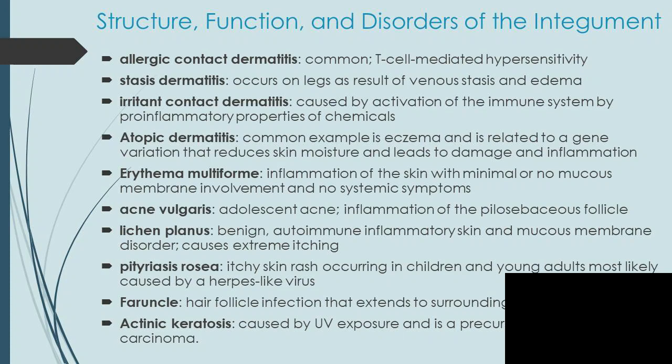The next one, I'm honestly not exactly sure how to pronounce. I think it's pityriasis rosea. This is an itchy skin rash, usually occurring in children and young adults, most likely caused by a herpes-like virus. It goes away within about 3 weeks usually. A furuncle is a hair follicle infection that extends to surrounding tissue. Sometimes it might need an antibiotic to clear up. And then actinic keratosis is caused by UV exposure and is a precursor to squamous cell carcinoma.